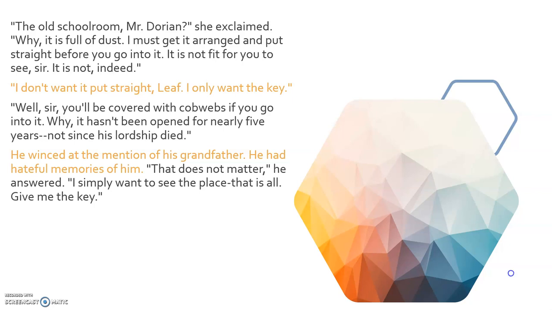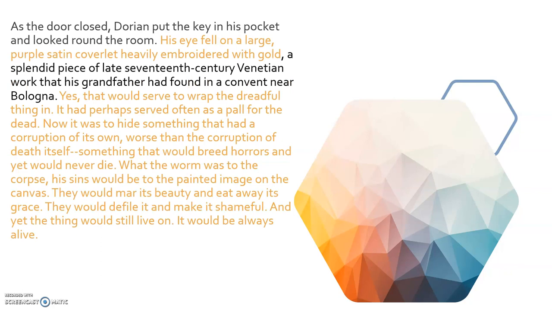So he's got to do this very carefully. He has to make sure nobody knows why he wants to go into the schoolroom, and nobody sees the painting, even the men who move it. And so he sees a large satin coverlet, a satin throw that's been embroidered, that belonged to his grandfather, and he thinks that would be a good thing to wrap the dreadful thing in. And he muses that it perhaps often had served as a pall for the dead.